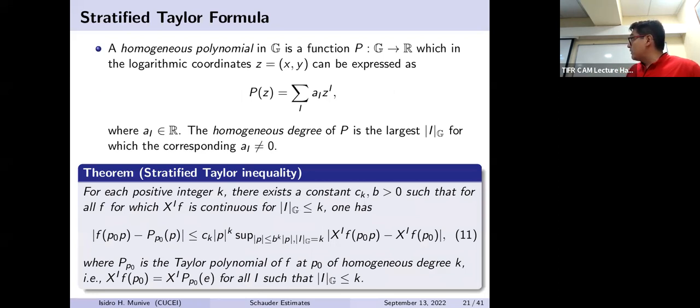What is a homogeneous polynomial? It's a polynomial that can be written in this way, and the homogeneous degree is the largest of these quantities for which a_I is different from zero. As I was saying, we have a stratified Taylor inequality, which will be really important for us later on. It really looks like our Taylor inequality in Rn, where instead we are taking a polynomial of homogeneous degree k. This is the meaning of that. The first derivatives just agree at the identity, and we have this remainder, which is going to be very important.